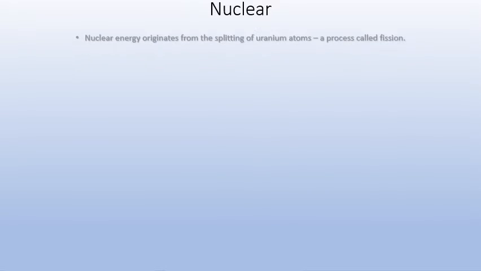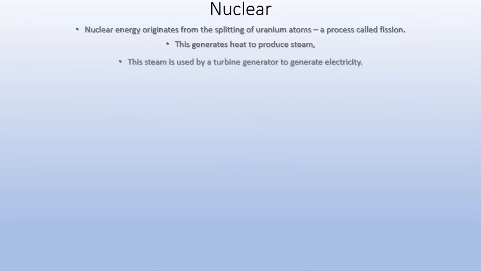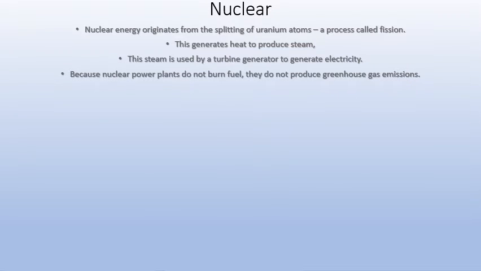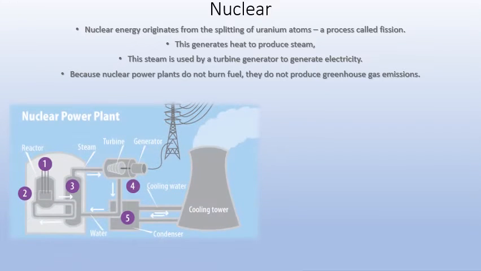Moving into the next one, nuclear. Nuclear energy originates from splitting of uranium atoms, a process called fission. This generates heat to produce steam. The steam is used by a turbine generator to generate electricity. The steam rotates the turbine, and the turbine rotates the generator, and the generator will produce electricity. Because nuclear power plants do not burn fuel, they do not produce greenhouse emissions.